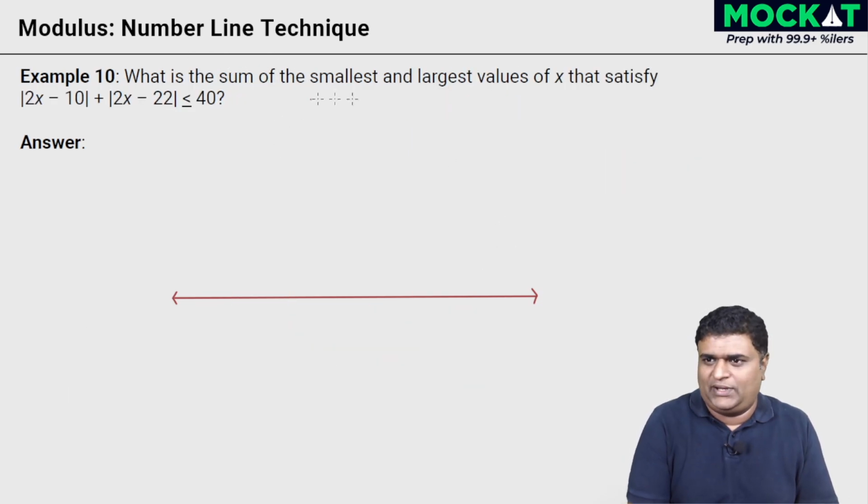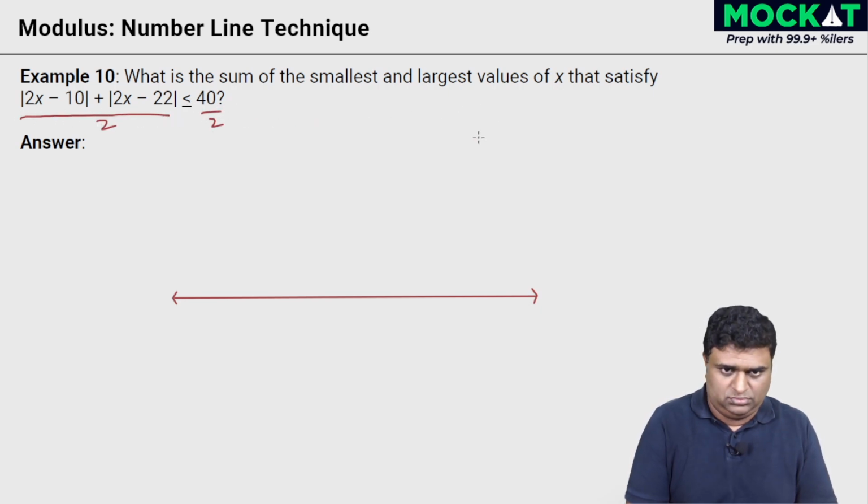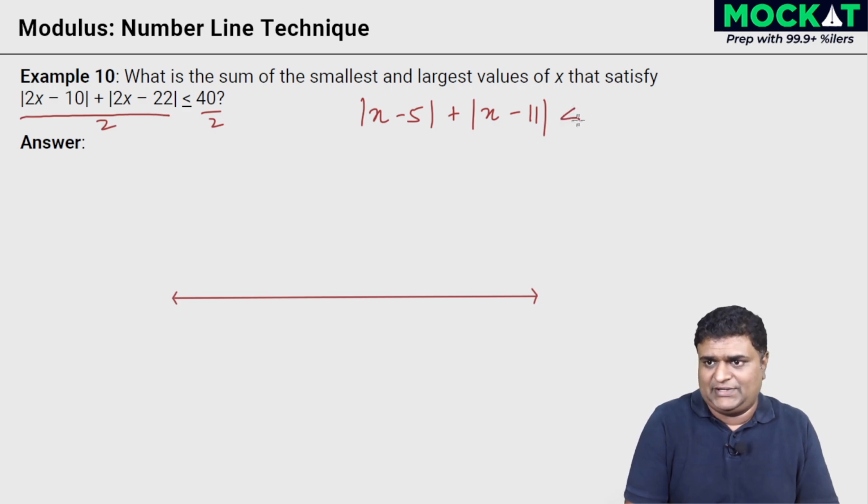Now let's take up the 10th one. That's an interesting one. I've told you, you've got to have a coefficient of 1 for x. You can't have 2. But what can I do over here? If the coefficients of x are the same, I can just divide them by the same value. So divide this entire thing, left hand side and right hand side, by 2. So what is modulus of 2x minus 10 by 2? You get modulus of x minus 5 plus modulus of x minus 11 is less than or equal to 20. That's it. Then you do the same.